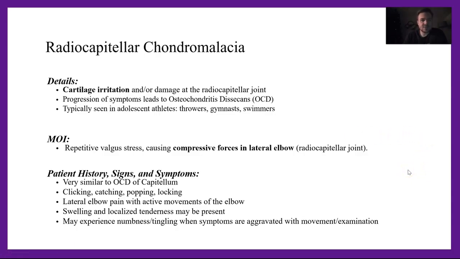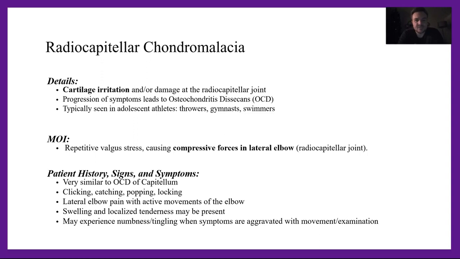Next up is Radiocapitellar Chondromalacia. Radiocapitellar meaning the articulation between the radius and the humerus, which is the radial and capitellar surfaces, meaning the radiocapitellar joint, if you haven't heard of that term before. Chondromalacia means softening of the cartilage or cartilage wearing, right? So this is cartilage irritation or damage to the radiocapitellar joint, usually on the capitellar side.